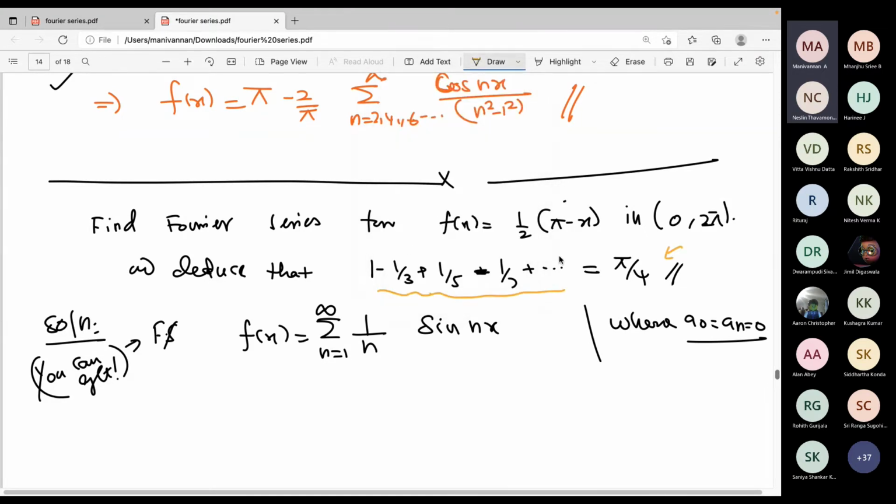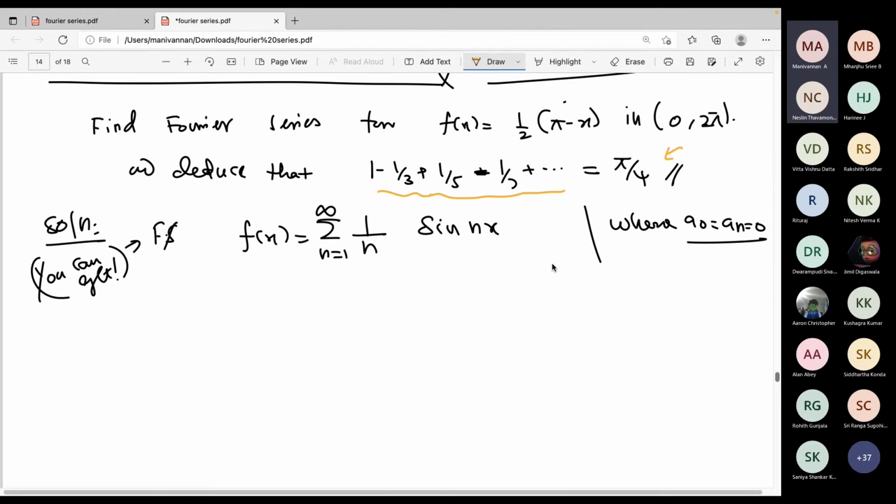The left hand side has infinitely many values, but it is the same as pi by 4. How to prove it? Using this Fourier series, we now have to pick any point from the interval 0 to 2 pi and derive these results. You got the point?